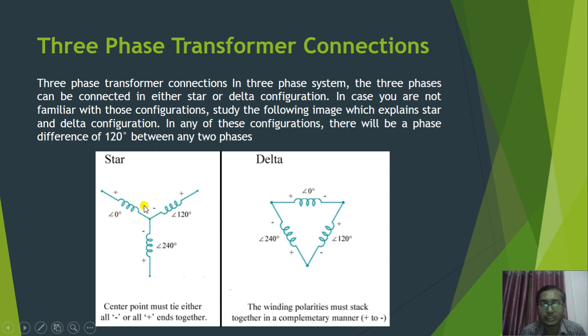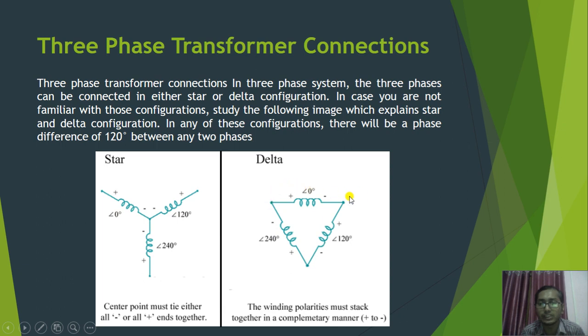Suppose this is a winding, we call this side A and this side A dash. Similarly in this coil we call this side B and this side B dash. Similarly in this coil we call this side C and this side C dash. Then you can see from this diagram that A dash, B dash and C dash, all three are connected together to form a star connection. But this is not so in delta connection.